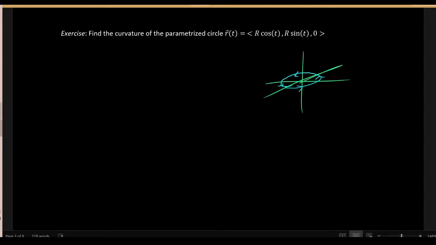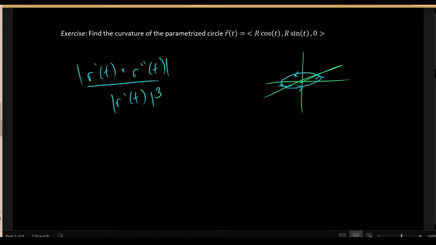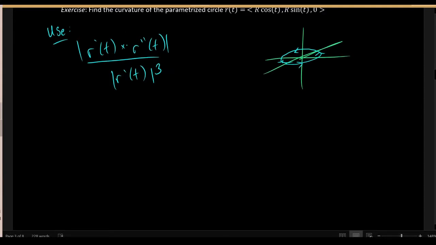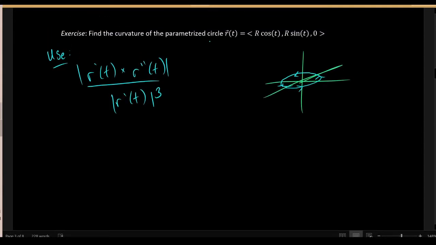Now the first thing that we need to do is I'm going to go ahead and use the formula: the length of r prime of t cross r double prime of t, divided by the length of r prime of t, cubed. I'm going to use this because this particular question only asks me to calculate the curvature and it doesn't ask for any other quantities. So I'm going to need to find these derivatives, r prime and r double prime.